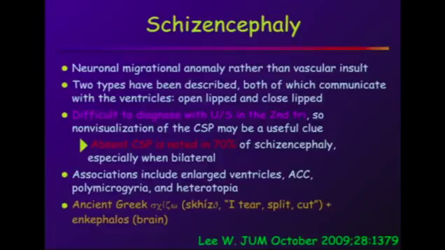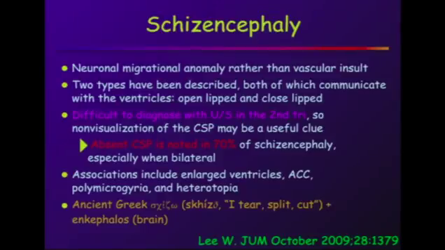Next, schizencephaly. I learned that this was a vascular insult of the MCA, kind of the more accepted term now is a neuronal migrational anomaly, but it's complex. There are two types, the open-lipped and the closed-lipped, which are basically just on the spectrum there. This is a hard diagnosis to make in the second trimester, so non-visualization of the CSP may be your only clue. Wesley Lee had a nice paper talking about how absent cavum is noted in 70% of cases of kids with schizencephaly right there, particularly when it's bilateral.